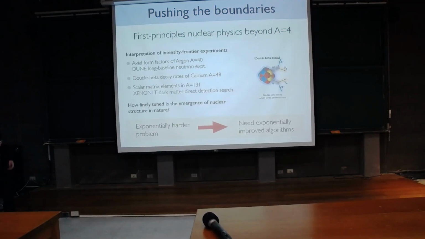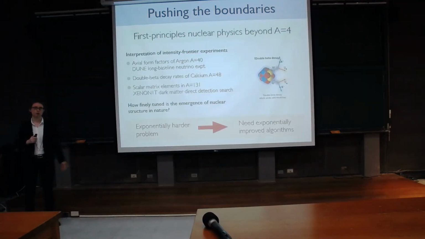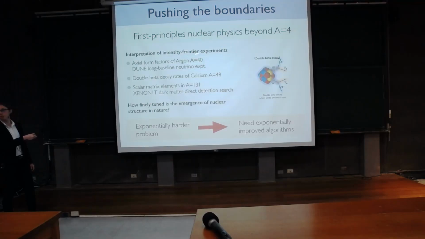So there's just a host of these what are called intensity frontier experiments that I explained at the front of the talk that use nuclear targets. Everything from, so the DUNE, this is the Deep Underground Neutrino Experiment. It's the multi-billion-dollar, next generation experiment in the United States looking to measure neutrino masses and their mixing parameters. This uses neutrino scattering on an argon target that's A equals 40. Double beta decay rates, the lightest nucleus that can undergo double beta decay is calcium, that's A equals 48, that's larger again. The largest dark matter experiment is xenon, that's A equals 131. So these are the sorts of nuclei that we really want to understand.